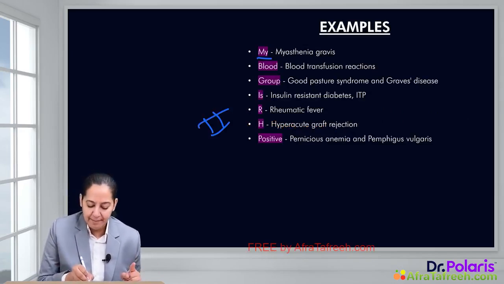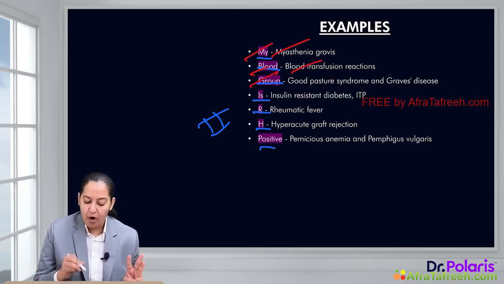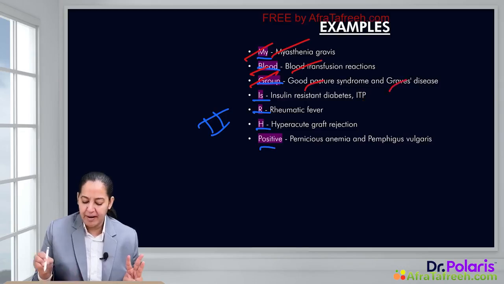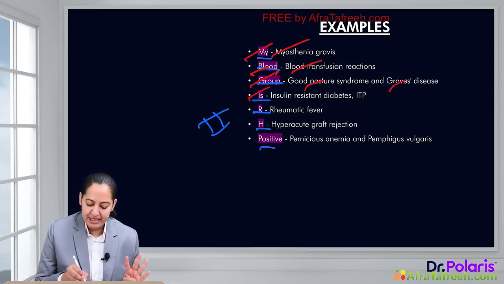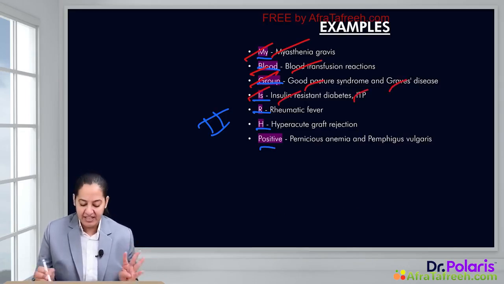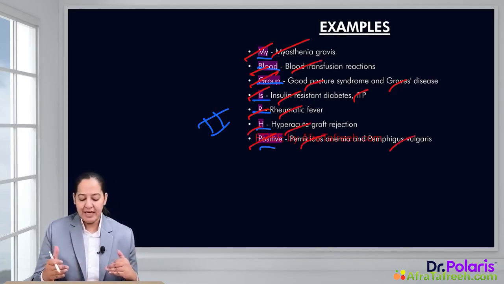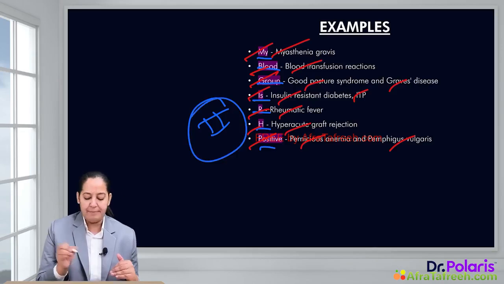The mnemonic is my blood group is Rh positive. So M stands for myasthenia gravis, B stands for blood transfusion reaction, G of group stands for Goodpasture syndrome and Graves' disease. I of is stands for insulin resistant diabetes and immune thrombocytopenic purpura, ITP. R stands for rheumatic fever. S stands for hyperacute graft rejection, and P of positive stands for pernicious anemia and pemphigus vulgaris. These all are examples of type 2 hypersensitivity.